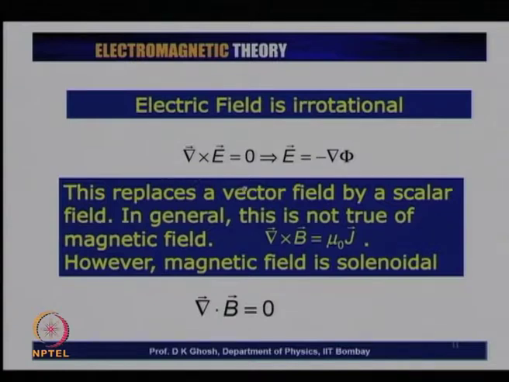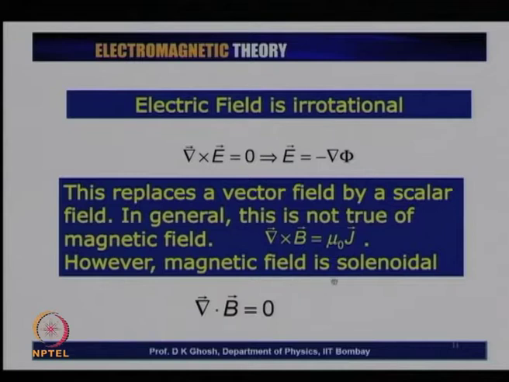Now, the advantage of this was that the electric field, which is a vector field, was replaced by a scalar field, and that is of course a great advantage, because it is much easier to deal with a scalar than with a vector. So, if I had a charge distribution, I could calculate by using the superposition principle the total potential and then differentiate it. However, this is not really true for the magnetic field, and that is because the del cross of B is not equal to 0, but is equal to mu 0 times J.